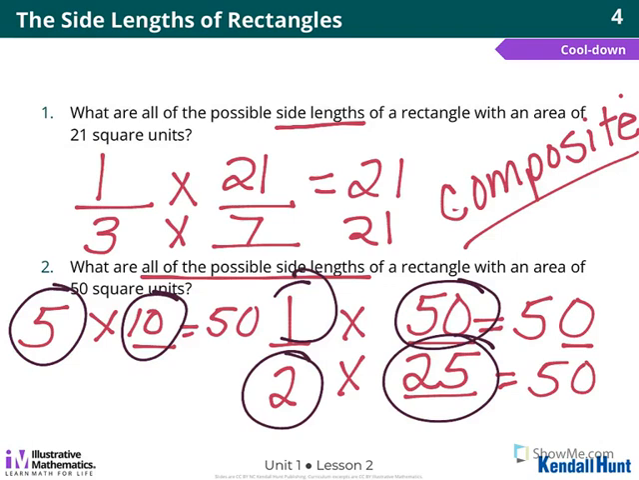Alright guys, just a reminder, a prime number is a number with only 2 factors, 1 and itself. Are either of these numbers prime? No, they have a lot more factors, don't they? So both 21 and 50 would be composite numbers.